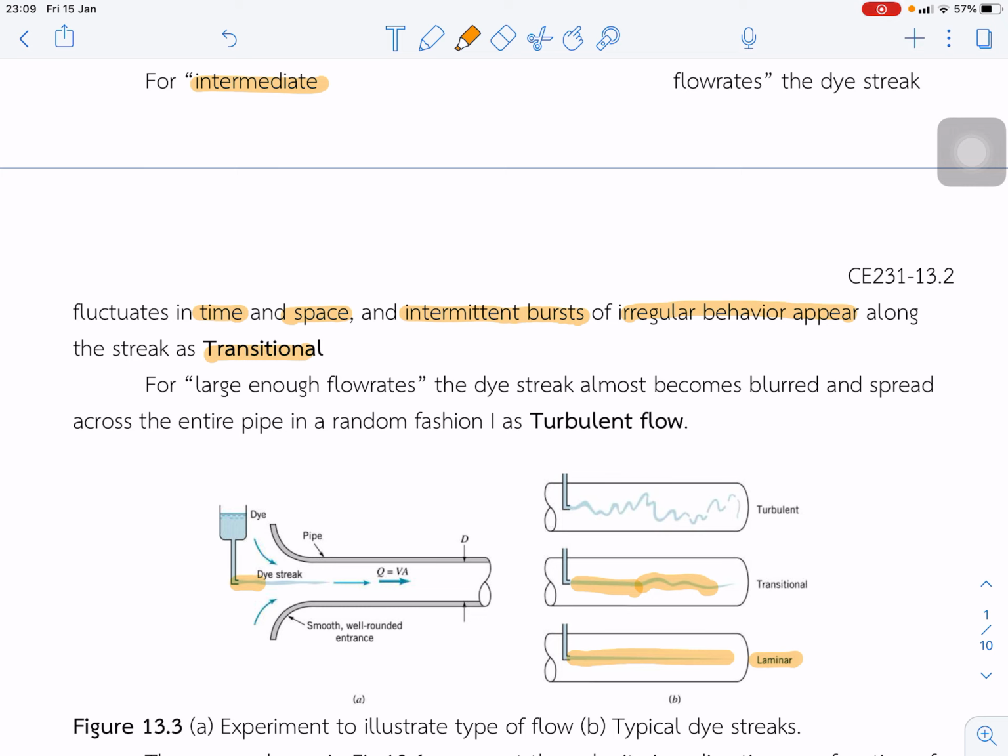And the last one, for a large enough flow rate, the dye streak becomes blurred and spreads across the entire pipe. In this case, we call it turbulent flow, and it is in a random fashion.